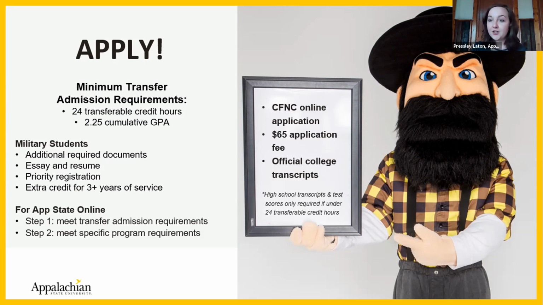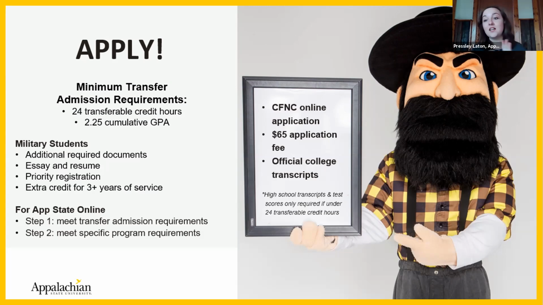So within that My Mountaineer portal, you'll be submitting your $65 application fee. If you qualify for a fee waiver, then by all means, please use a fee waiver. You can email that to our office. And also your official college transcripts from every institution at which you've attempted credit. So we'll have to have separate transcripts coming from each institution specifically. And to count as official, they do have to come to us directly from the institution. So we can't accept those from students directly.